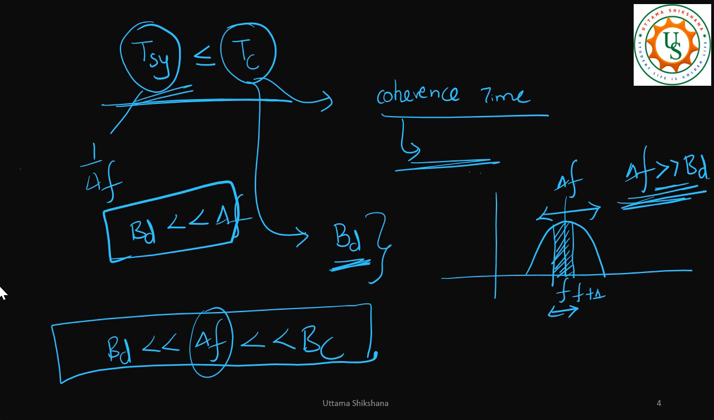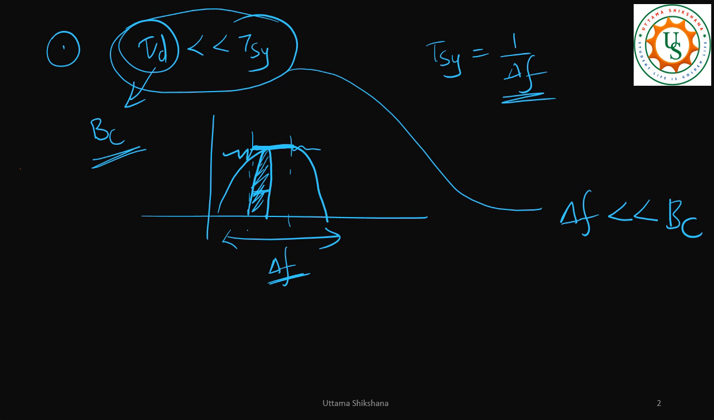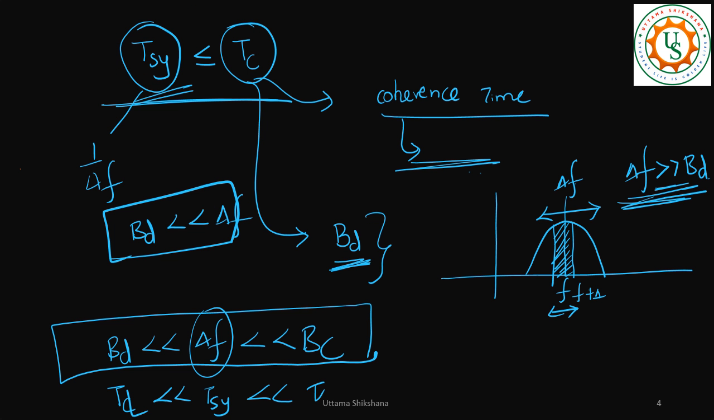Now in terms of time, T symbol should be far greater than TD, and then it should be far less than TC. I hope you got the clarity of how to choose this.